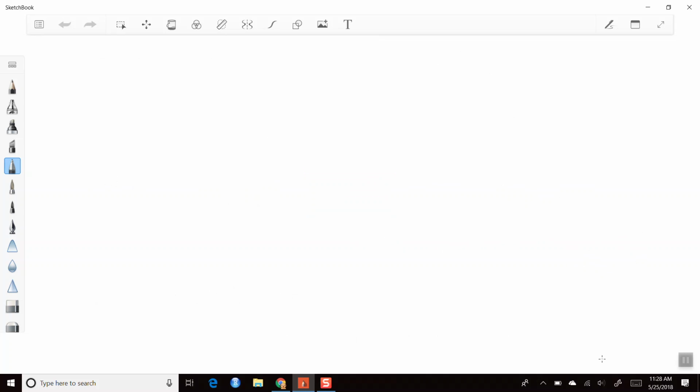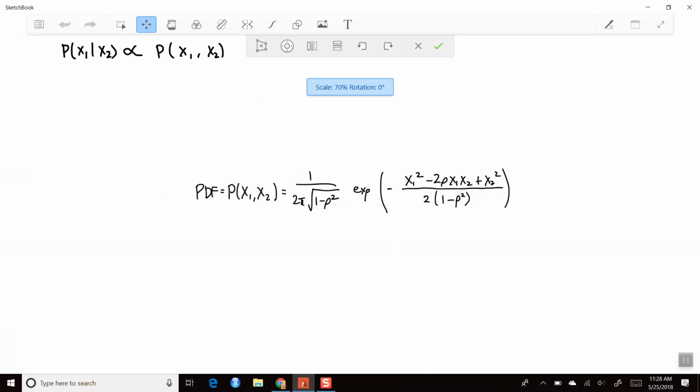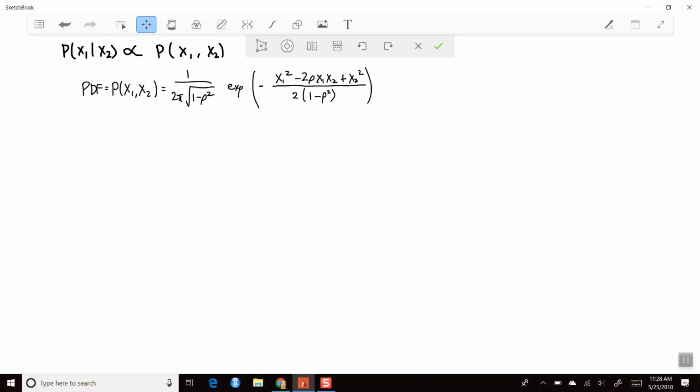Well, let's keep working here. So we've got x1 given x2 is proportional to the joint distribution of x1 and x2 when x2 is set to a constant. Here is the PDF of that joint distribution.